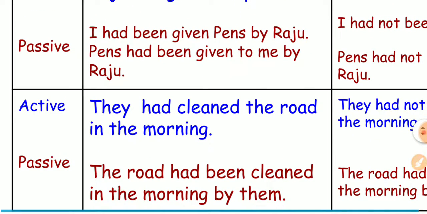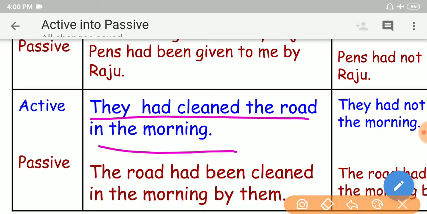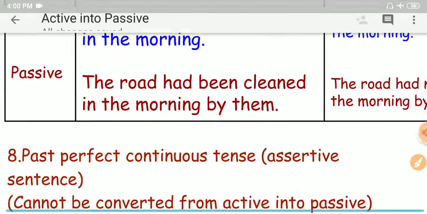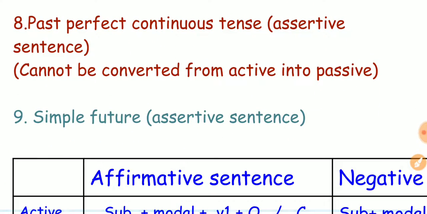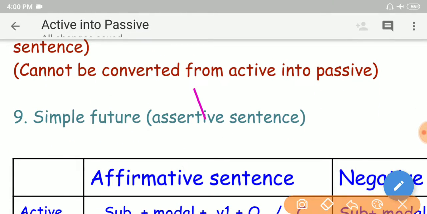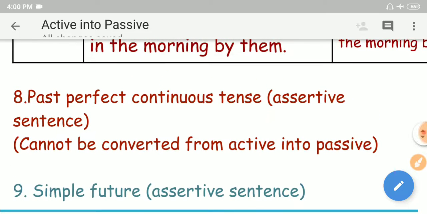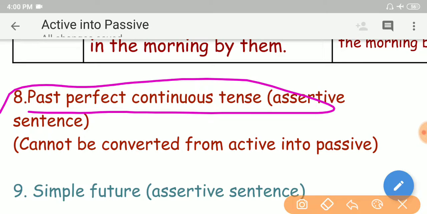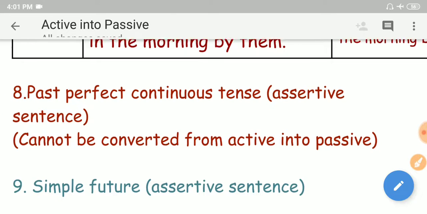So at the same time, they had cleaned the road in the morning. The road had been cleaned in the morning. Had cleaned changes into had been cleaned in the passive sentence. This one you need to keep in your mind. That's it, my dear friends. So here also I already told, past perfect continuous tense cannot be converted from active into passive. Present perfect continuous tense also cannot be converted from active into passive.